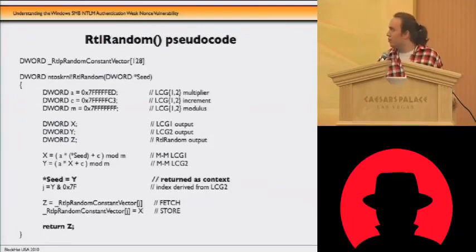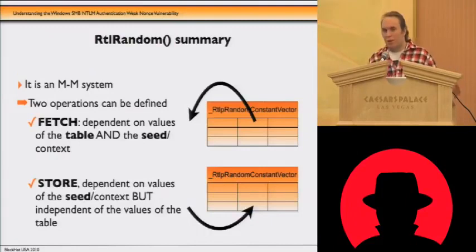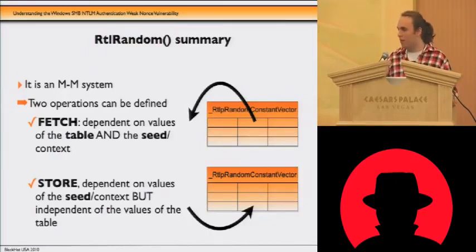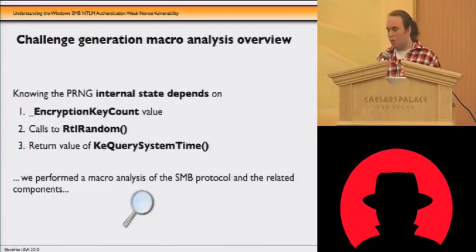context. So we know that Rtl Random is an M&M system, so we can define two operations: a fetch operation that is dependent on the value of the table and also the seed, and a store, which is only dependent on the seed, but is independent of the values of the table. So we're trying to know what's happening between the different factors. First, what happens with the get encryption key count value, if we can predict it. What happens when calling Rtl Random multiple times, if it changes the internal state of the vector. And also the return value of the query system time.